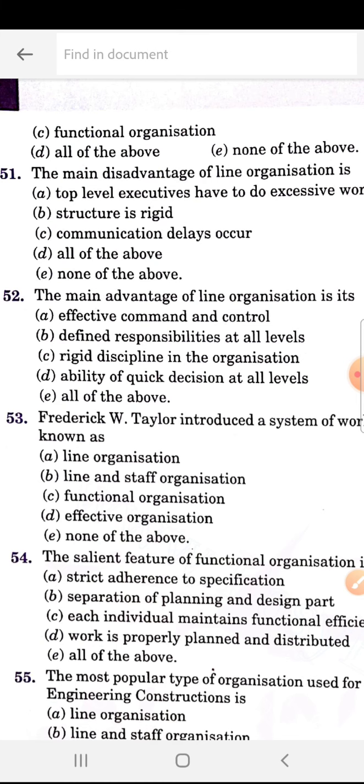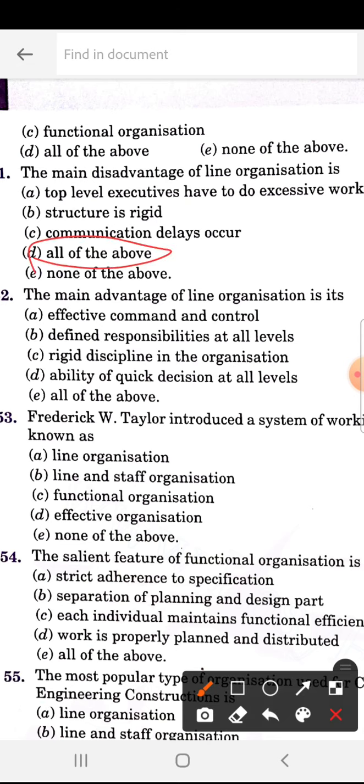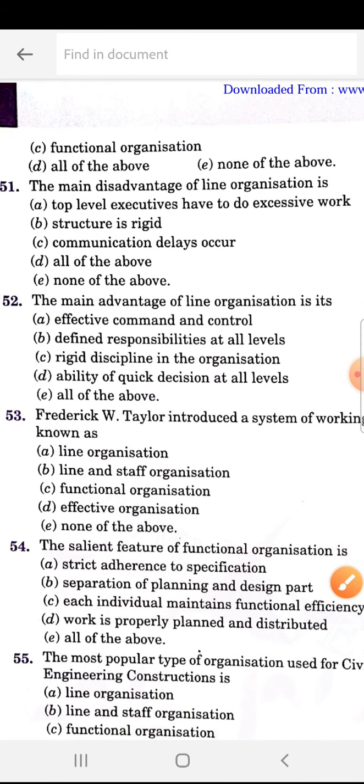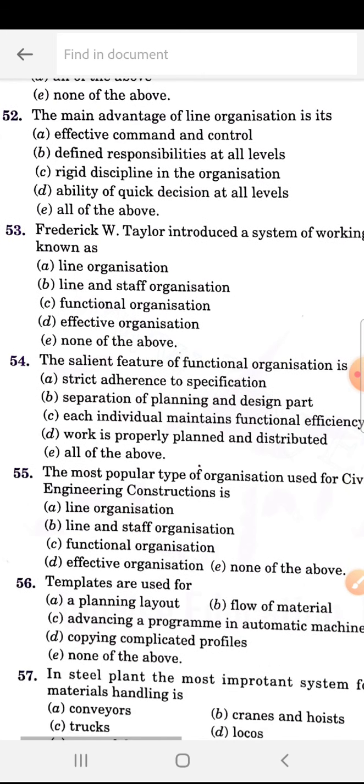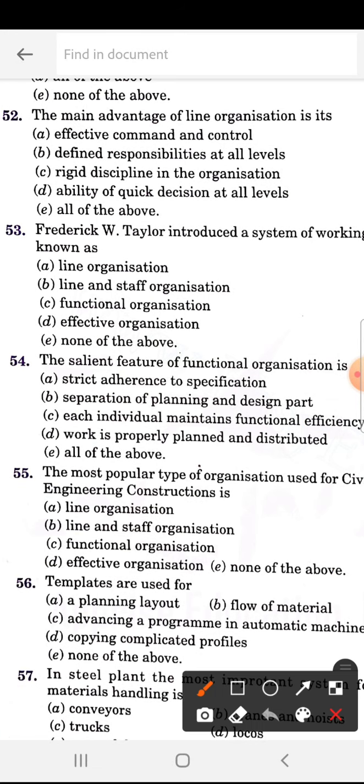The main disadvantage of the line organization is D, all of these. Top level executives have to do excessive work, the structure is rigid, and communication delay occurs. The main advantages of line organization are effective command and control, defined responsibility at all levels, and rigid discipline. So all of these above are correct. So 52 is E.